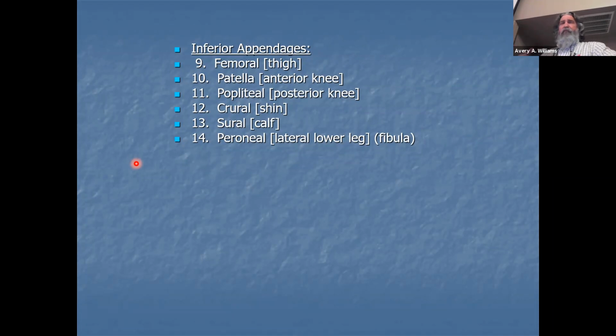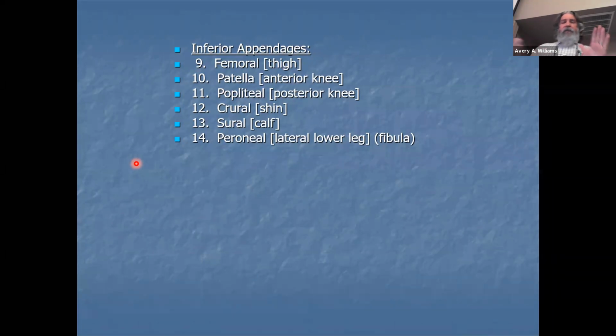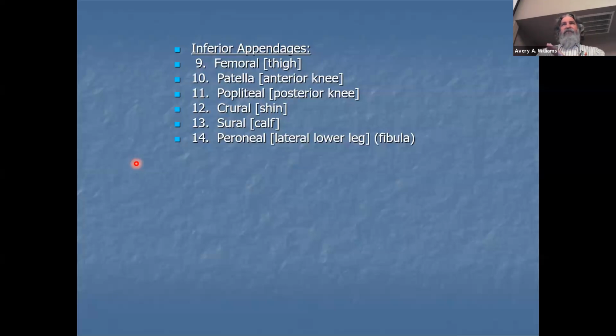Peroneal, peroneum, means fibula. Your peroneus is another old word for the fibula. The fibula, remember your segments of your appendages, first segment, second segment. The second segment of your arm was everything between your elbow and your wrist, or your antebrachium. Well, everything between your knee and your ankle, it's called, I don't have it on here. Well, I have portions of it.